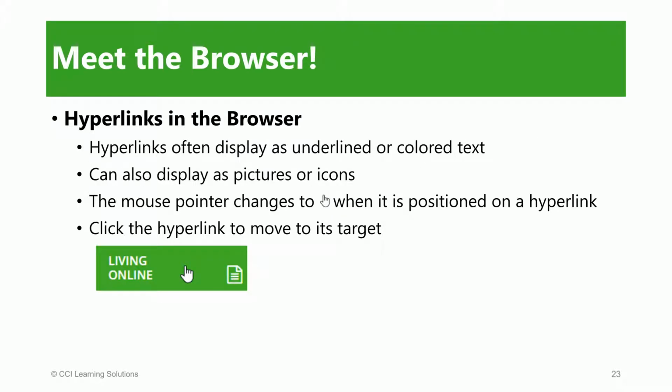Hyperlinks in the browser. Hyperlinks often display as underlined or colored text. They can also be displayed as pictures or icons. The mouse pointer changes to a pointing hand when it's positioned on the hyperlink. Click the hyperlink to move to its target.